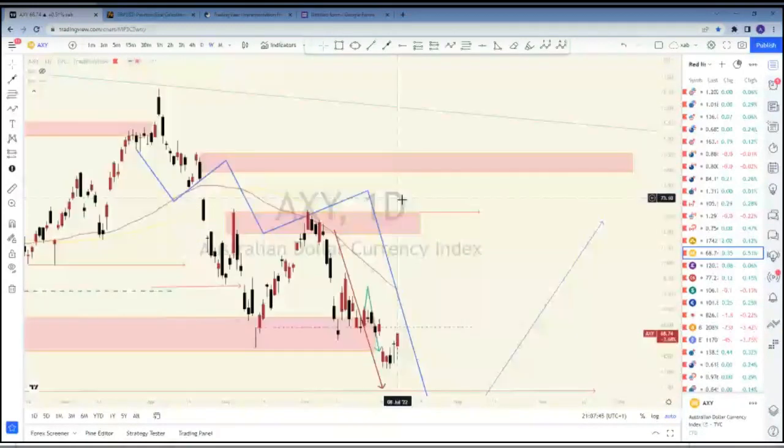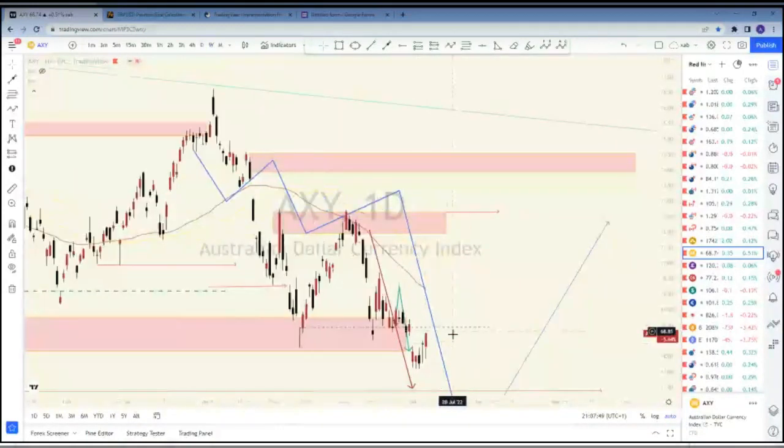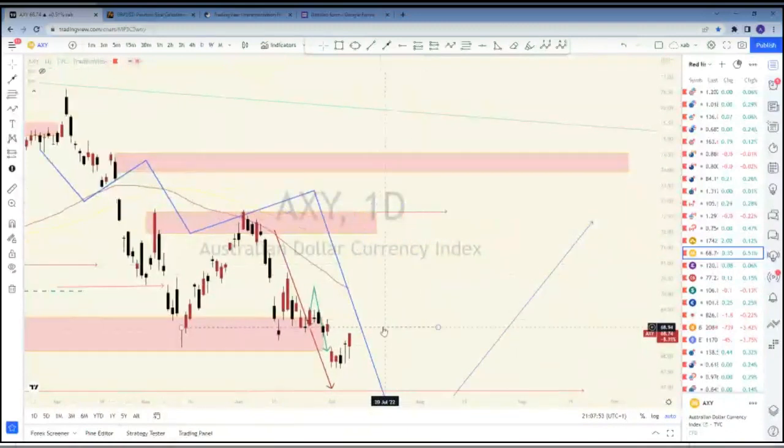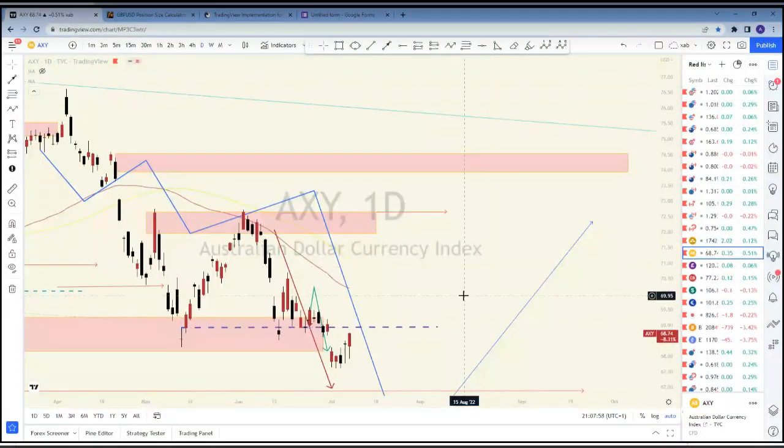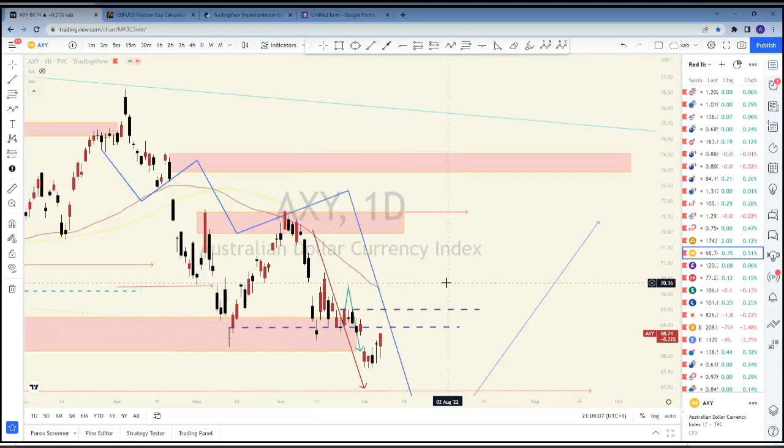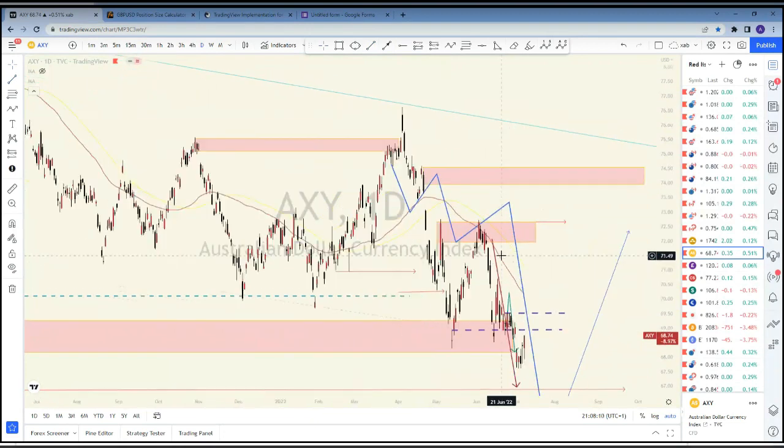We've not seen a clear break of structure yet on the daily time frame. And I guess this is why we have marked this area already. It would be one of the areas to watch out for before I can categorically say whether AXY is ready to take on a more bearish outlook. So as far as AXY is concerned, it's not really decided.